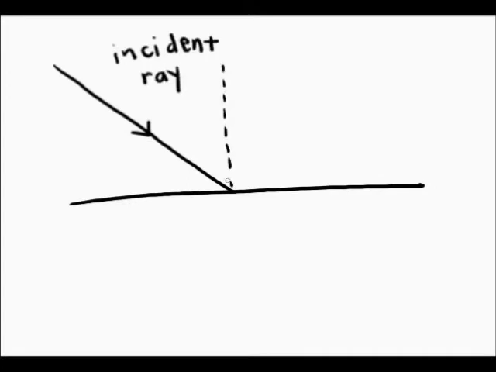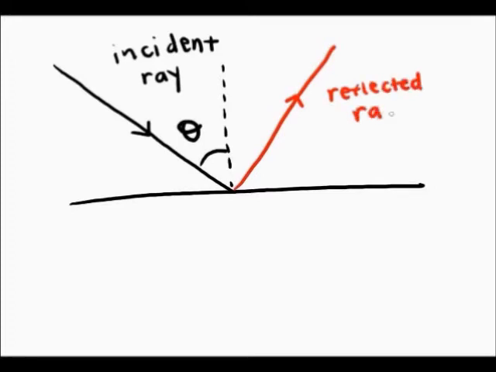Although it might seem that reflection is sort of random, there is actually a certain math behind it. The incident ray, or the ray of light from a source, hits the boundary of 2 mediums at an angle, which is theta, with the normal. The reflected ray bounces off the surface at the same angle.